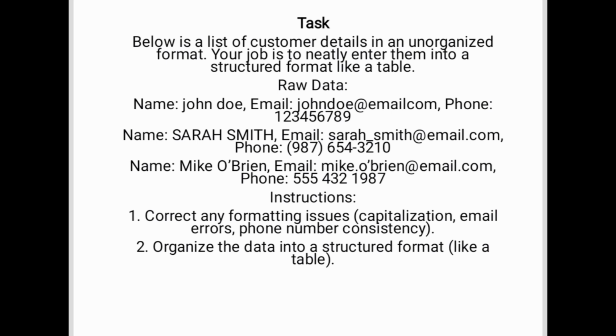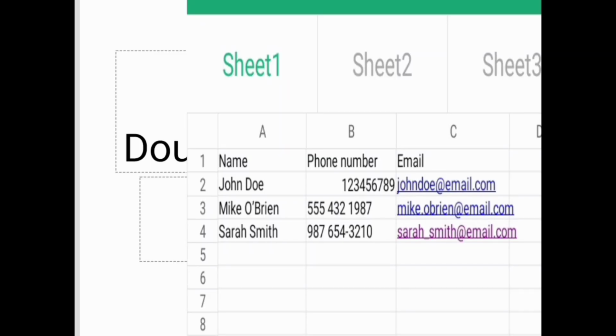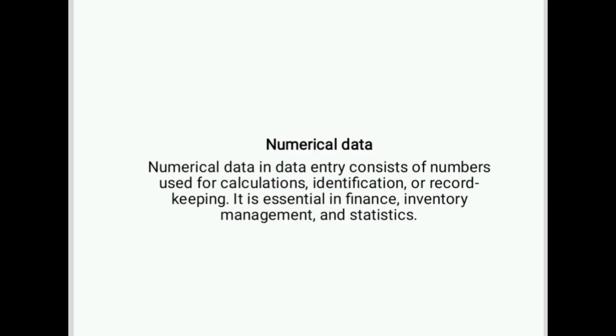You are supposed to correct capitalization, email errors, phone numbers, and consistency. You also need to organize the data into a structured form like a table. You can see I did that for you. The correct alphabetical order from John to Sarah. I capitalized the first letter of their names, then the correct order of their phone numbers, and the email addresses must be in lowercase. And you can see that, and I put that in a table using Microsoft Excel. Let's move on to numerical data.